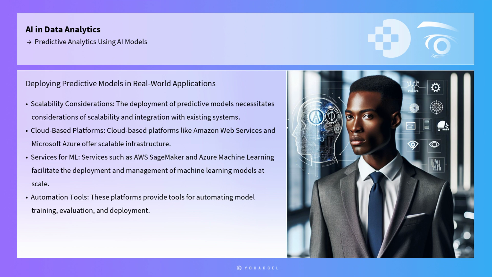The deployment of predictive models into real-world applications necessitates considerations of scalability and integration with existing systems. Cloud-based platforms like Amazon Web Services and Microsoft Azure offer scalable infrastructure and services such as AWS SageMaker and Azure Machine Learning, which facilitate the deployment and management of machine learning models at scale. These platforms provide tools for automating model training, evaluation, and deployment, streamlining the process of bringing predictive analytics solutions to production.